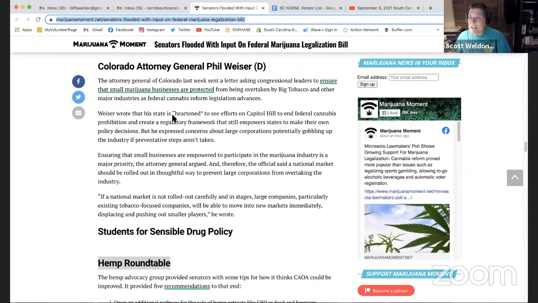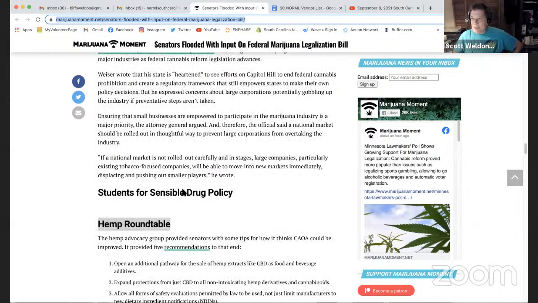But he wrote that his state is disheartened to see the efforts in Capitol Hill. Yeah, some more back padding. But that to me is very important. Now, why they threw in this thing, Students for Sensible Drug Policy, again, I think somebody accidentally threw in a headline.